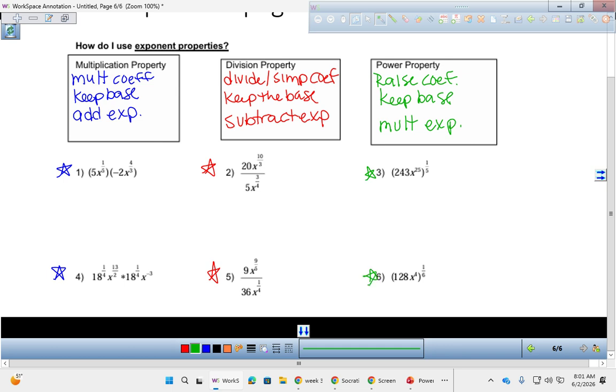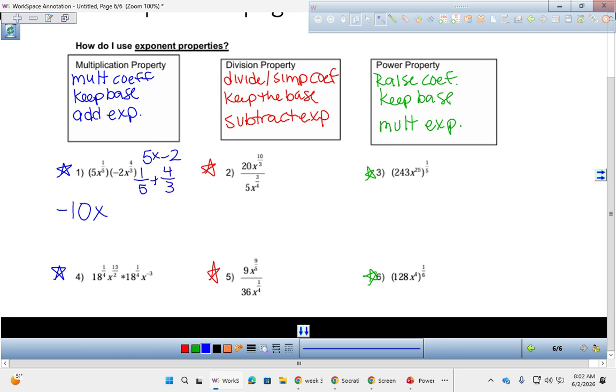All right, so I'm going to apply each rule. I'm going to do the multiplication ones first, so I'm just going to go down. All right, so multiplication property says I multiply the coefficients. So I'm going to do 5 times negative 2. That's negative 10. I'm going to keep the base the same. And I'm going to add the exponents. I can't tell what that exponent is. Is it a 1/5? Yeah. Okay, it's a 1/5 and a 4/3. So I'm going to do 1/5 plus 4/3.